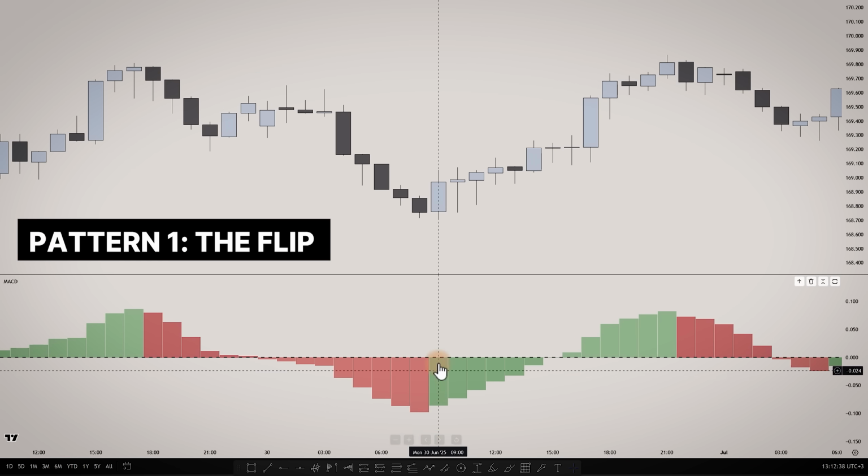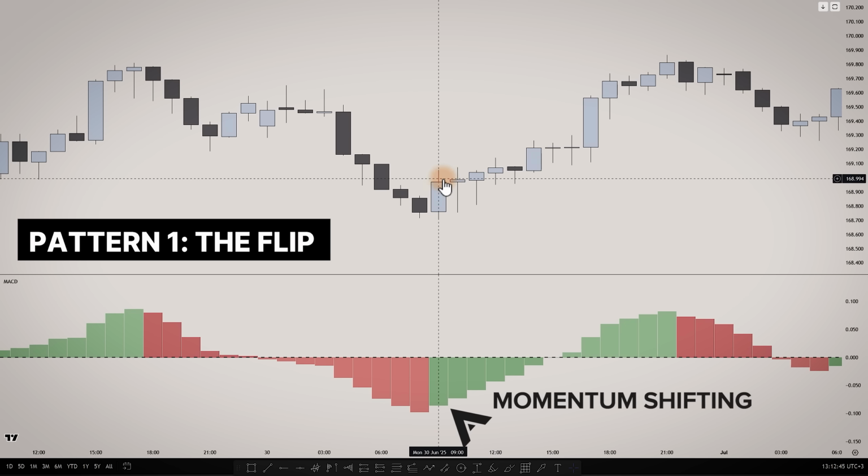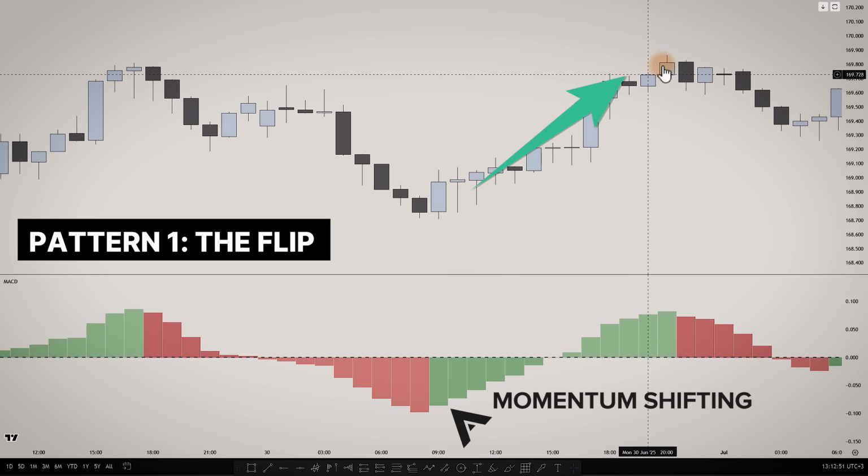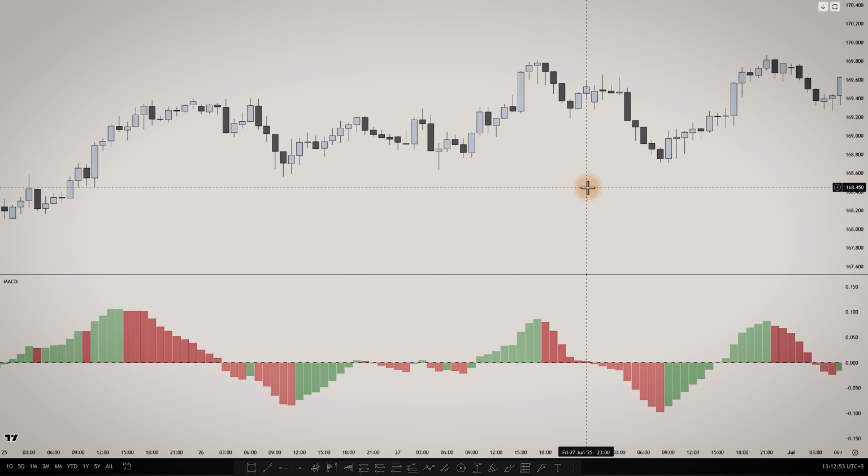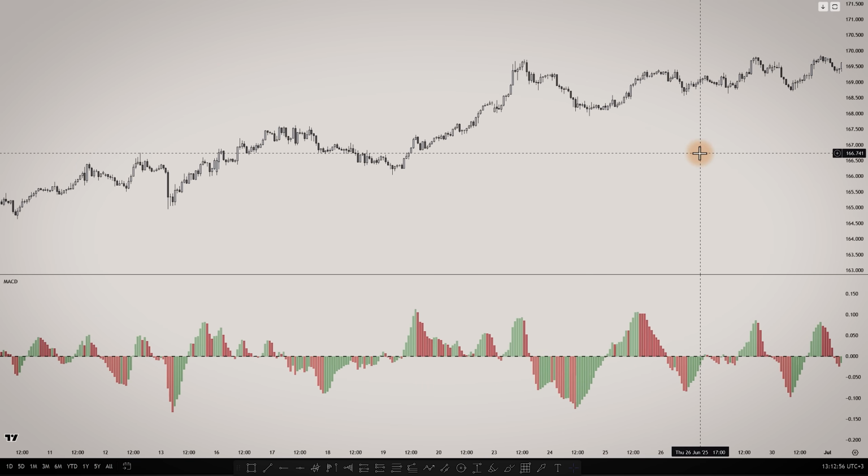First pattern, the flip. See this first green bar after 5 red bars? That's momentum shifting from bearish to bullish. You might think it's just one random bar, but watch what happens next. Complete reversal. The histogram saw it coming.